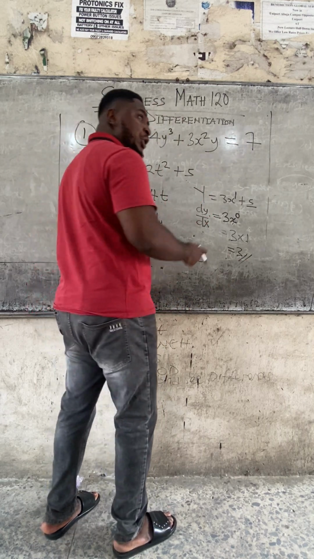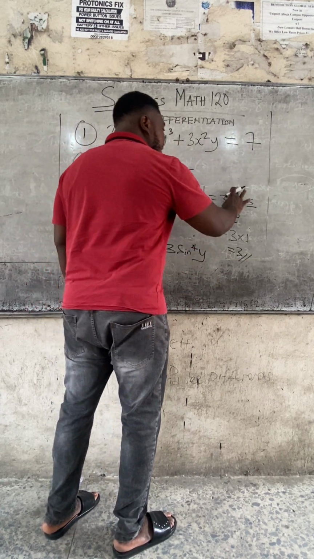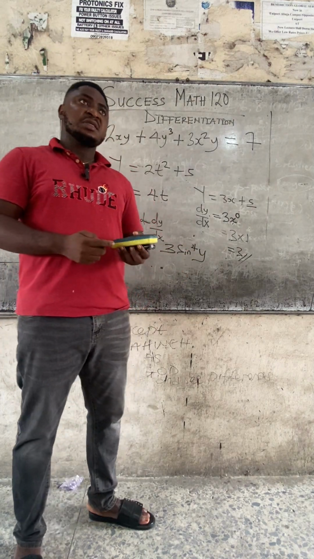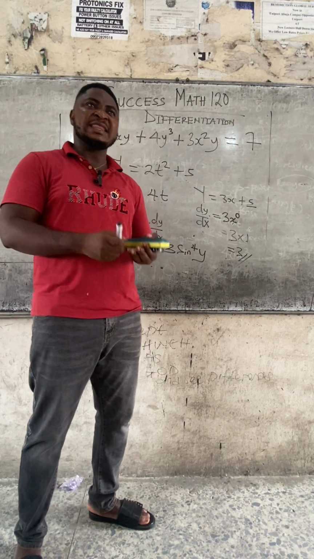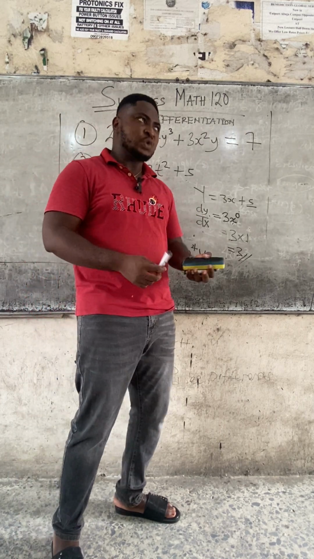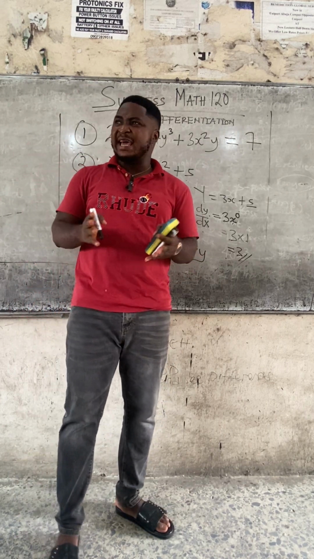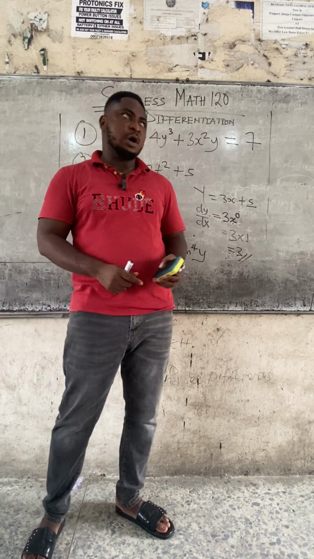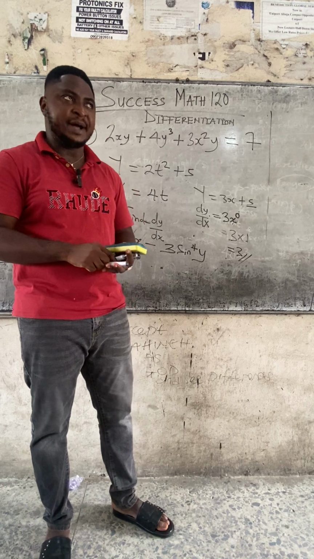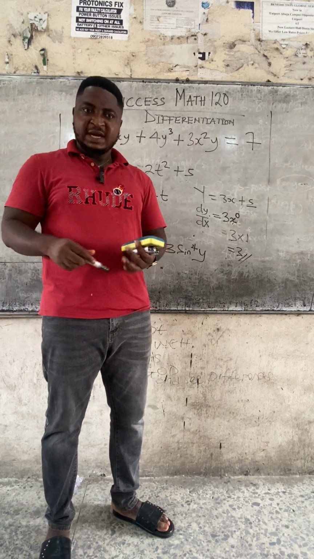But class, next time, you don't need to go through this long method. Anytime you say a number and x and you have to differentiate 3x, your answer is 3. Differentiate 5x, your answer is 5. Differentiate 10x, your answer is 10. Differentiate 20x, your answer is 20. Anytime you have a number with x, clean the x, take the number.